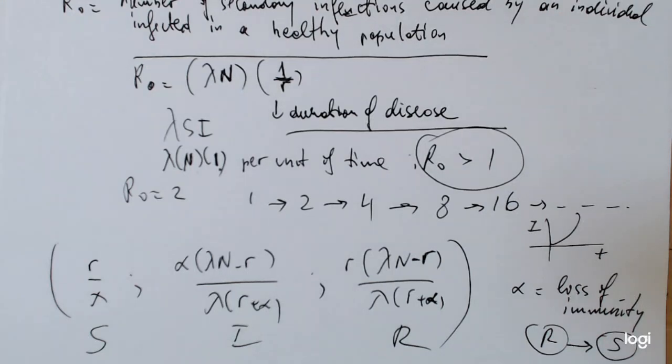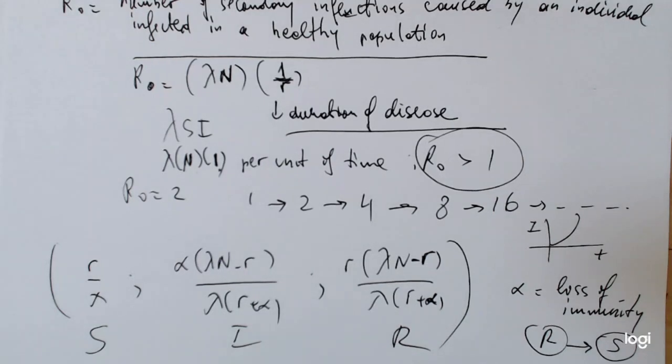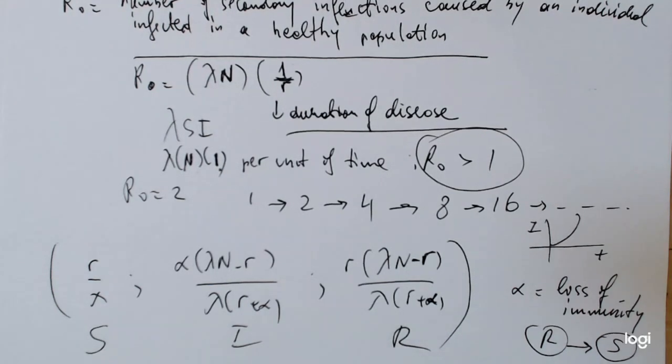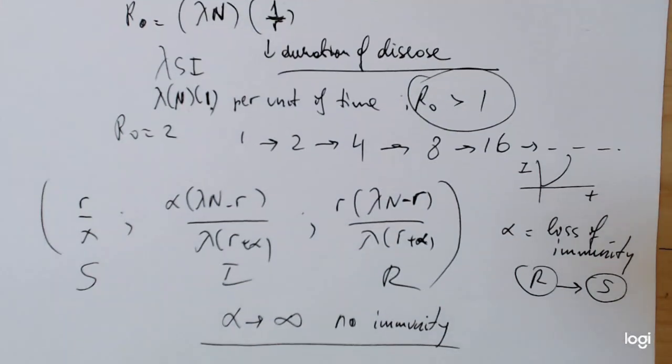How fast you move from the recovered class back into the susceptible class. So you could do some limiting behavior. You could say, okay, to gauge the effect of alpha, what happens if you have a huge loss of immunity? So let's say alpha goes to infinity, which is like no immunity, basically. Like once you move to the R class, you leave it immediately. It's like an infinite removal rate. Oops, it's out of range, sorry about that. So alpha goes to infinity, it's like an instant removal rate from R to S.